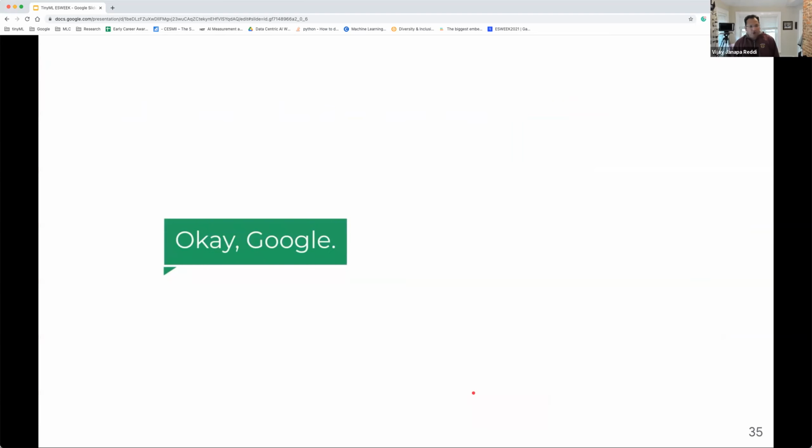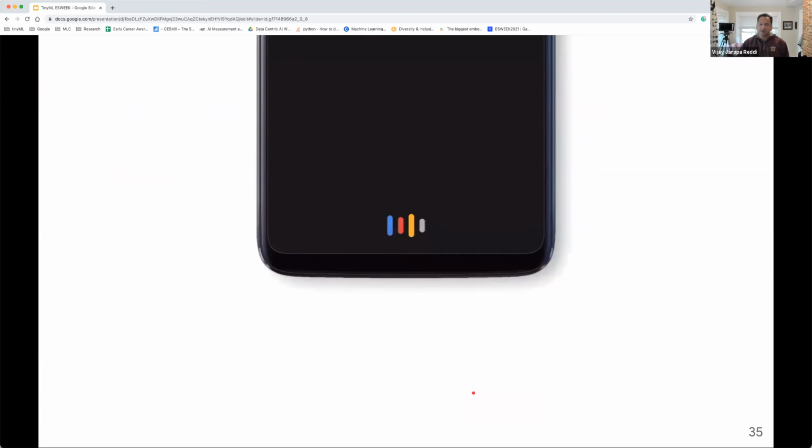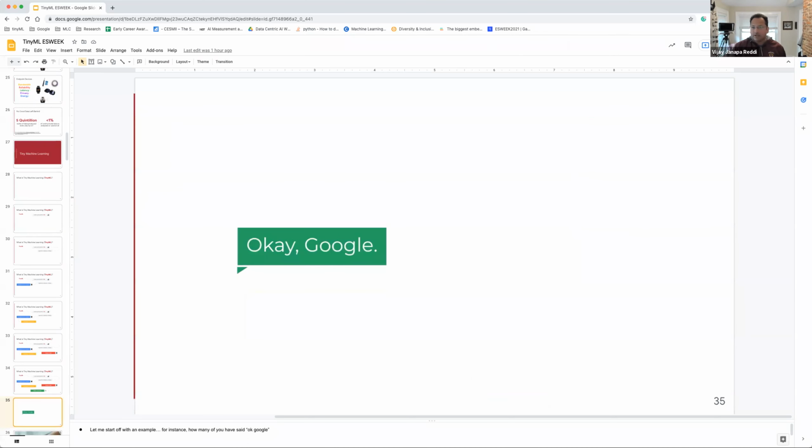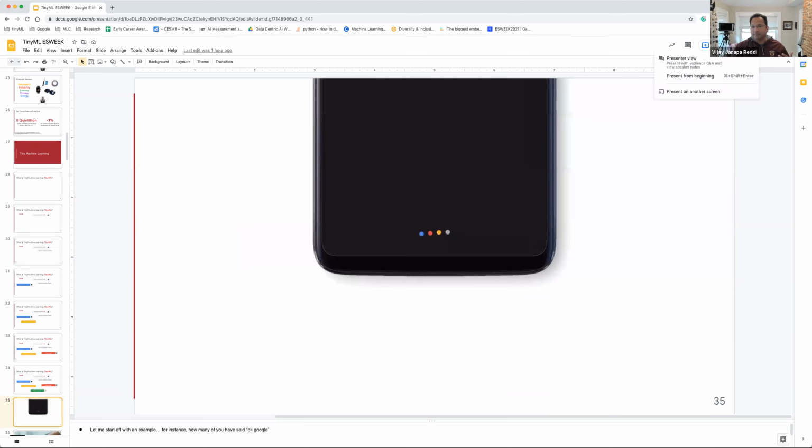So what's the most common kind of example or use case that you deal with? For example, when you say, okay, Google, that is a deployment. My machines usually wake up. But yeah, one example is effectively, okay, Google, right? So machines wake up.